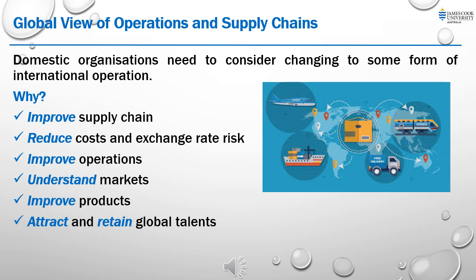When we're looking into the global view of operations and supply chain, the question that always comes to mind is why domestic operations or organizations need to think about how they can go global, right? Why are they thinking this way? Because with the global supply chain, we're looking into improving the supply chain, reducing cost and exchange rate risk, improving operations, understanding of markets, improving products, attracting and retaining global talent. So it's very important for us to be able to understand a global perspective of operation and supply chain.